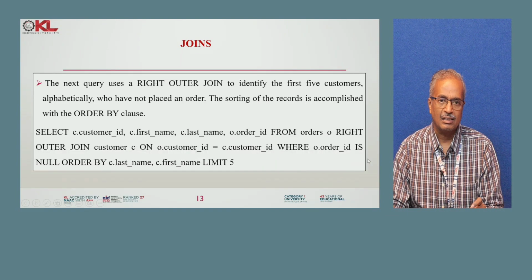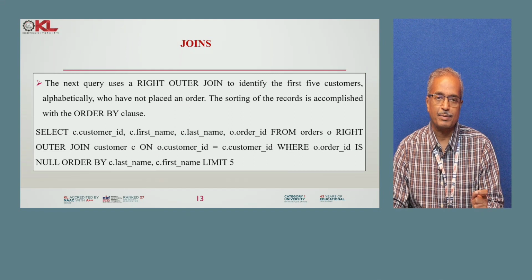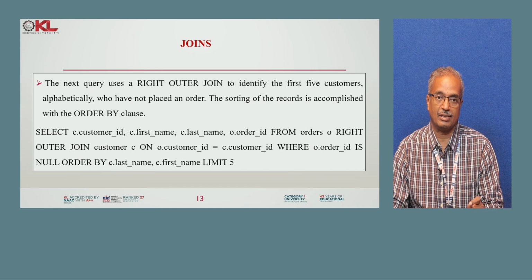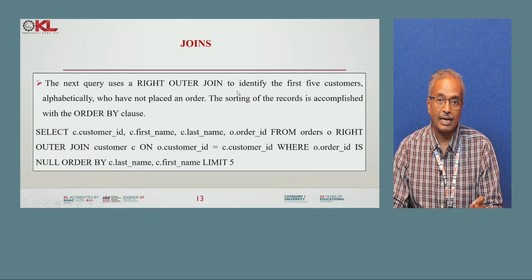The next one, so there are different types of joins. We know that left outer join, right outer join, cross join, so like that there are different types of joins. The right outer join is used to identify the first 5 customers alphabetically who have not placed an order.